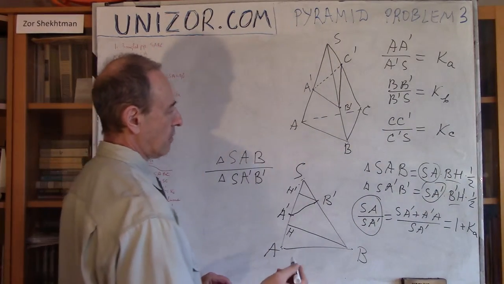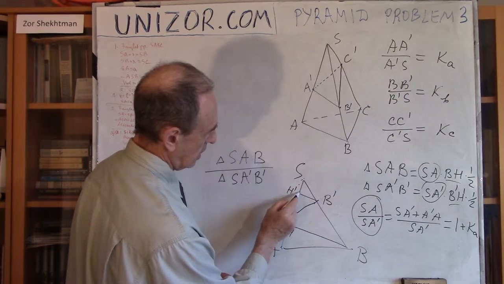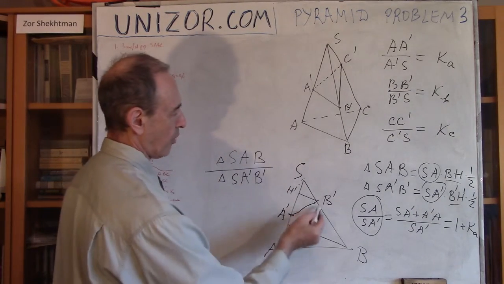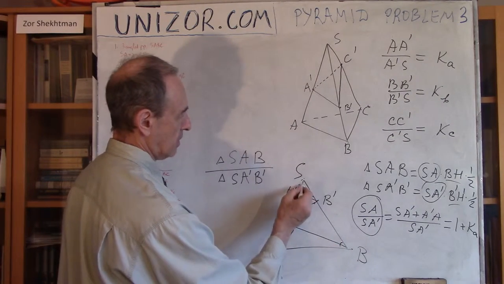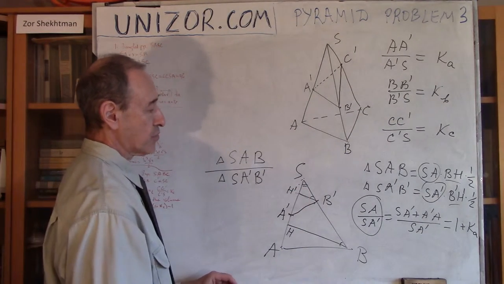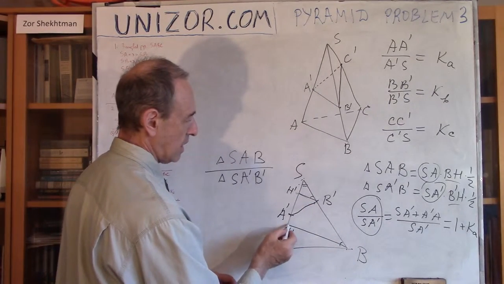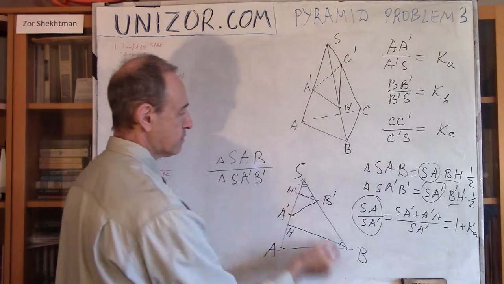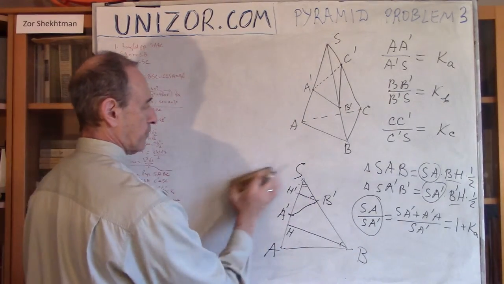Well, but let's think about it this way. Triangles SB prime H and SBH are obviously similar, right? Because these are two perpendicular to the same line, which means these angles are the same and this is the common angle. So they are similar, which means everything is proportional, which means B prime H prime relates to BH as SB prime relates to SB, right? And this we know, basically, this ratio.